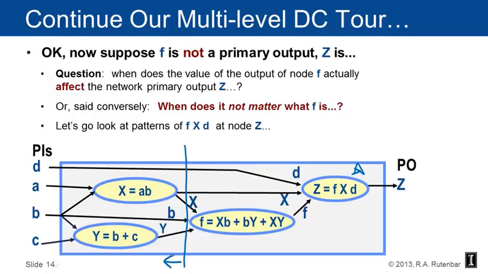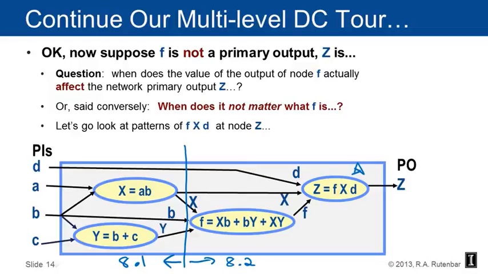What I showed you in the previous lecture, which was 8.1, was looking at nodes in front of the F node, I can find some patterns of x and b and y. What I'm going to show you now in lecture 8.2 is that if you look at the nodes behind node F, the nodes between F and the output, there are some more don't cares. So here's the new question I want to ask. Suppose that F is not a primary output, so F passes through some other stuff, the Z node, to become a primary output. When does the value of the output of node F actually affect the primary output Z? Or said conversely, when does it not matter what F is because the value of F does not affect Z?